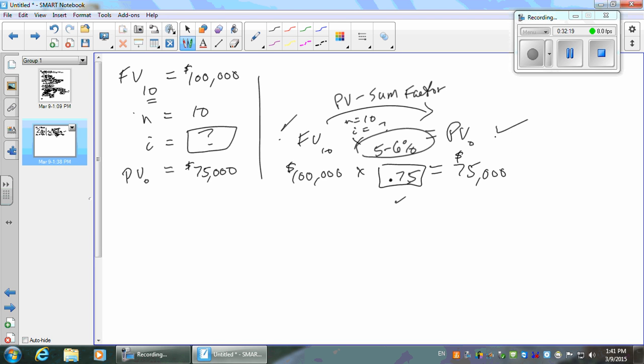So now you're solving for I. What did you get, 5.6? Is it about halfway in between 5 and 6? If you look at the table, is it about halfway between those two numbers, those two factors? Did you say 5.6 over there?